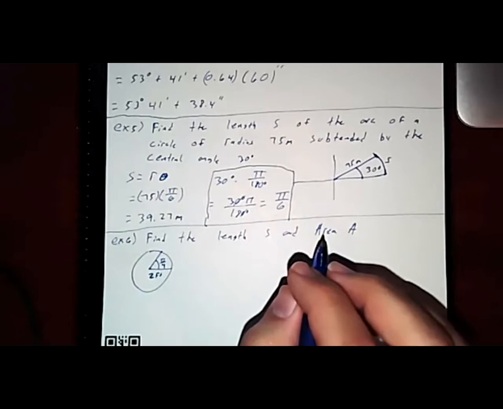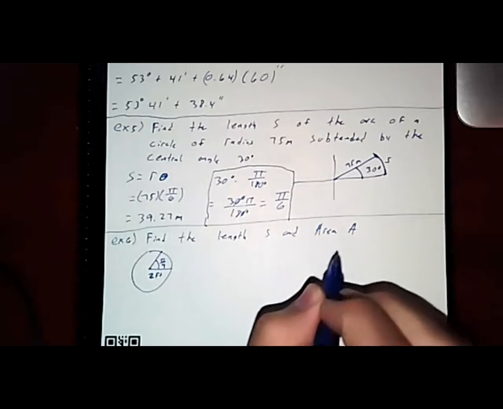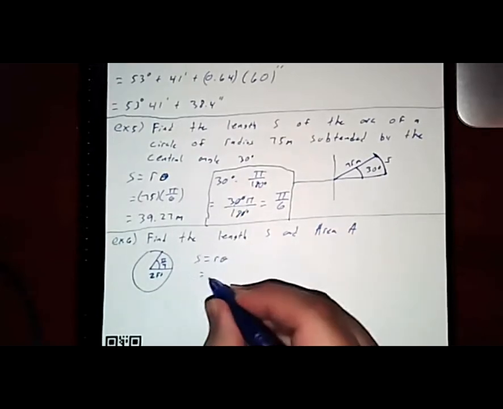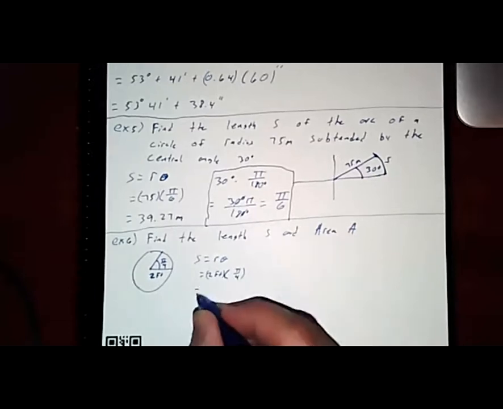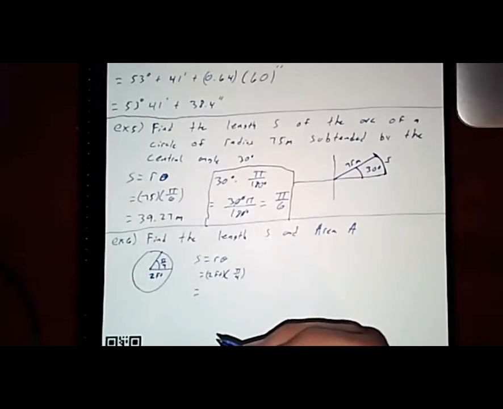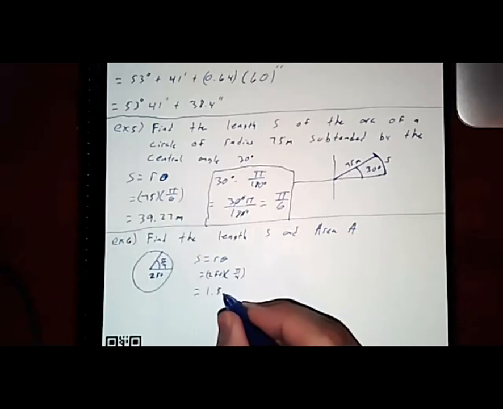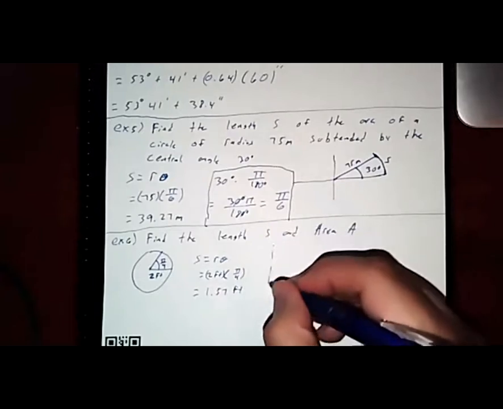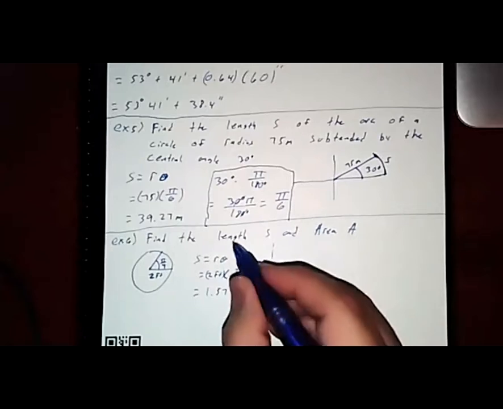They want to find the length S and area A. So S is equal to r theta, which is equal to 2 feet times the angle. This one's in radians, so we don't have to do any conversions. Just punch that into our machine. That would be pi over 2, which is 1.57. All right, so that would be S, right?